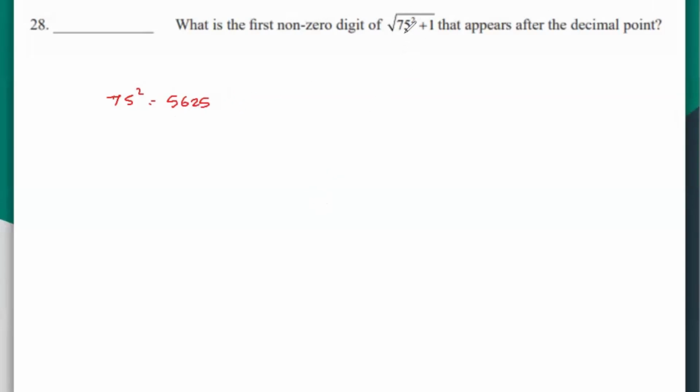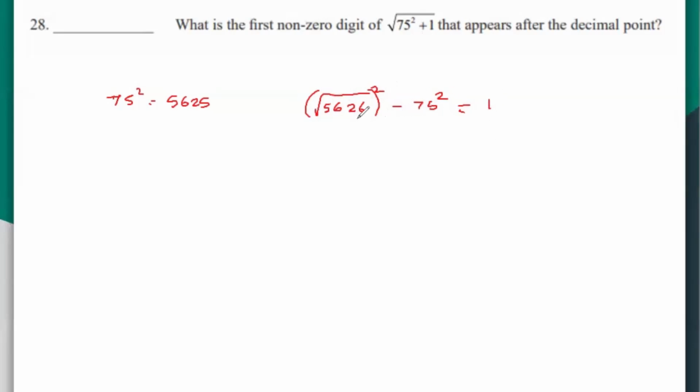But what I will try to do: we have the square root, so maybe we should use something to remove it. I'll try 5626, which is under the square root. That's what we are looking for. If I square this and subtract 75 squared, this is going to be just the number inside. It's really close to 5625, so this is going to be 1.